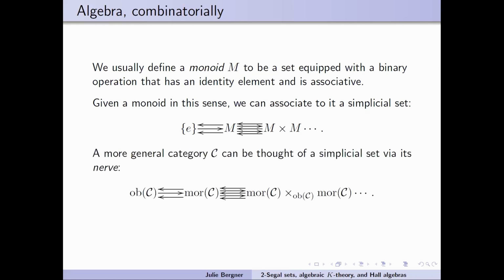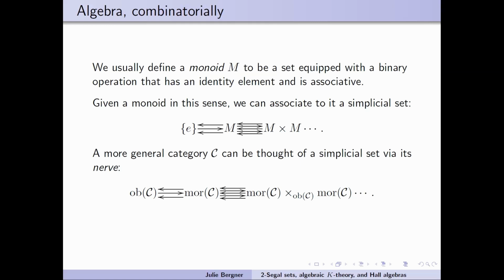Okay, now we can do this more generally for any category. We say, well, a monoid alternatively is just a category with one object. We can take a more general category. We can say, all right, so the zero simplices are going to be the objects of C. Then we put the morphisms of C. Now our two face maps are more interesting. We have a source and a target.